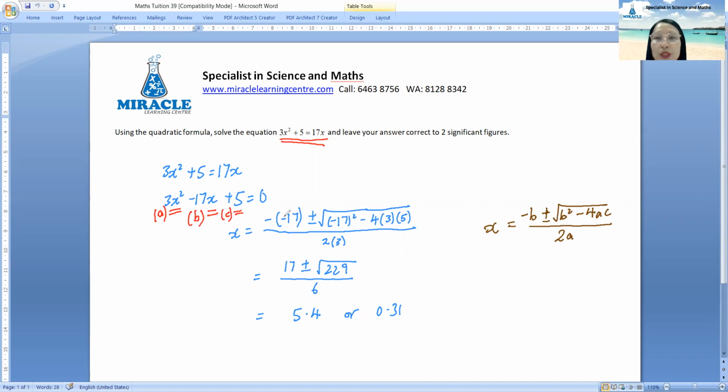Okay, so I substitute in the values. Minus b, minus 17, plus or minus square root of minus 17 squared, minus 4a, a is 3, c is 5, over 2a. A is 3. Okay, so I manipulate all this. I get 17 plus or minus square root over 2 times 3, which is 6. Okay, this plus or minus. So I'll get two answers, 5.4 or 0.31.